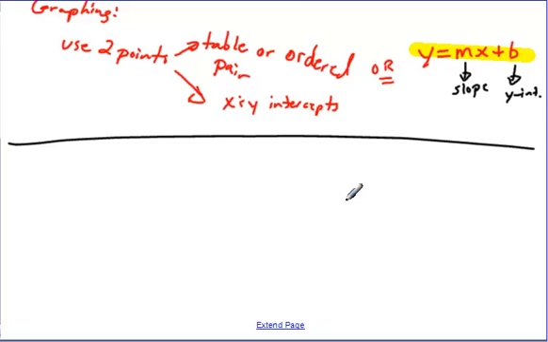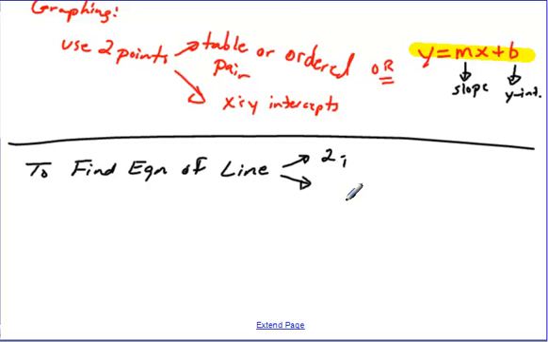In order to find the equation of a line, there's two things they can give you. They can give you 2 points, or they can give you a point and a slope.